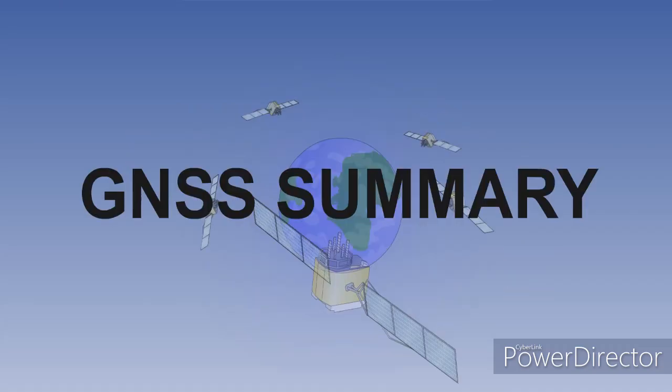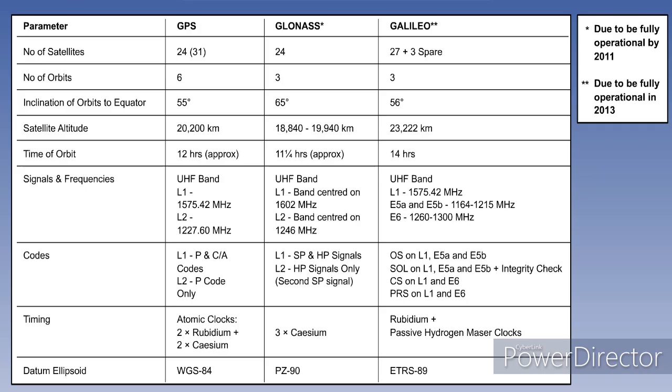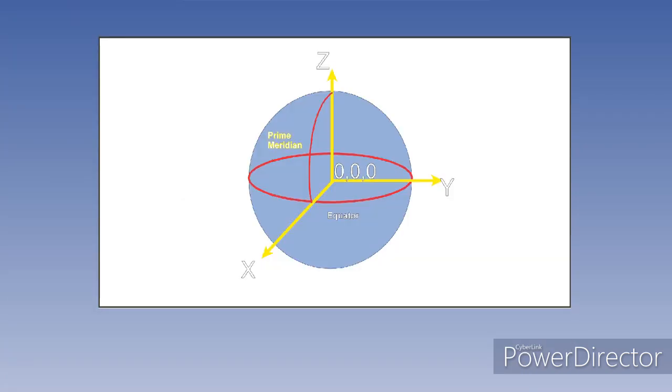This will be a long summary, because we are going to bring together the most significant points from the last two lessons. Firstly, let's remind ourselves of the specification and characteristics of the three systems presently complete or near completion. All of these use 3D, Earth-centered, Earth-fixed coordinate systems. A GPS fix gives latitude, longitude, GPS height, and time.